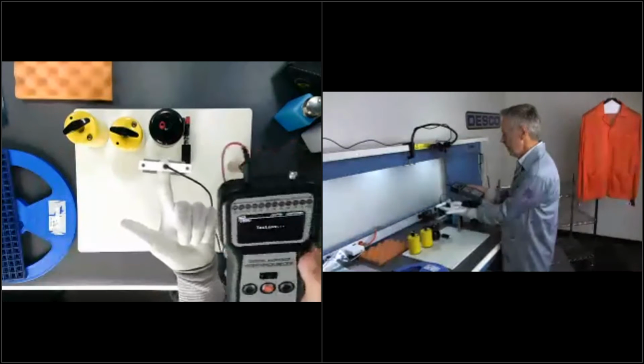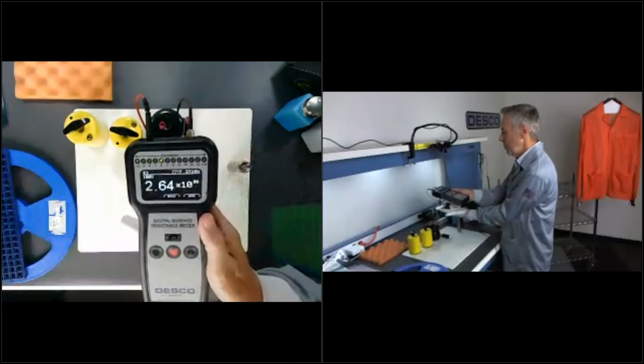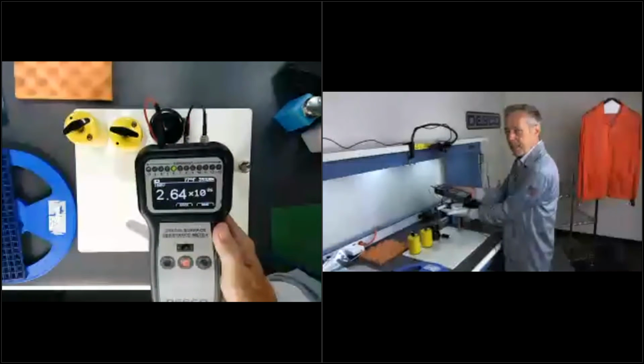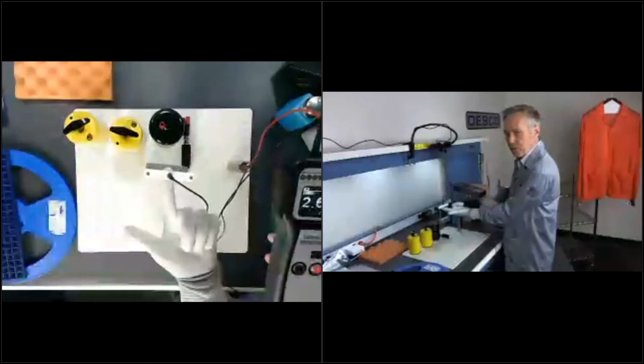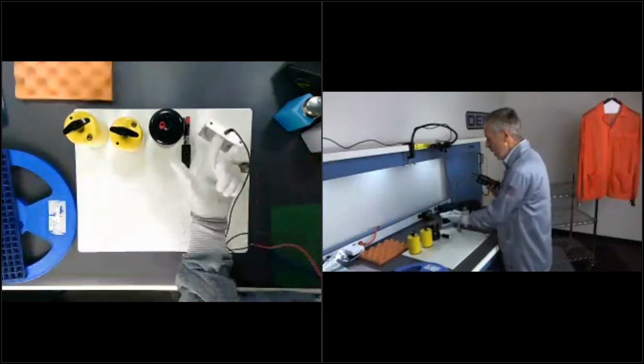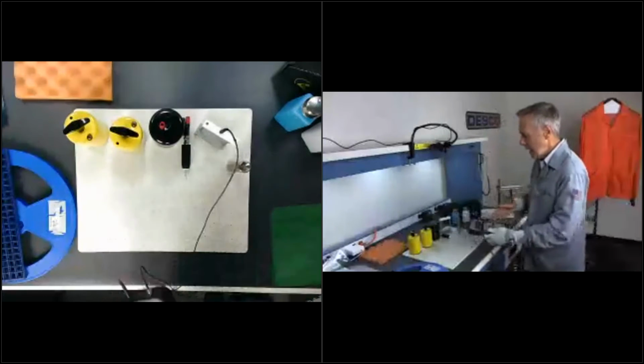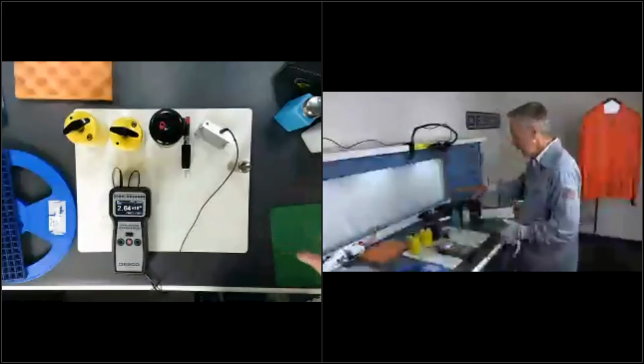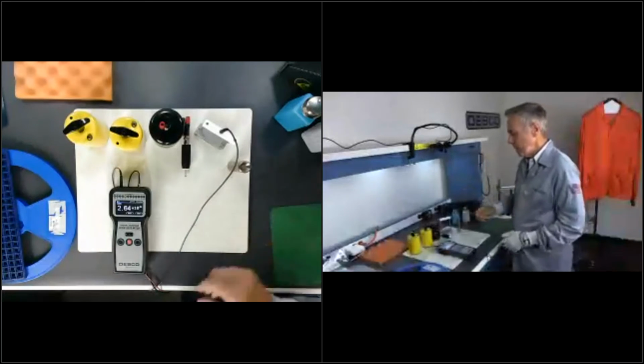Again, it's switching to 100 volts. 2.64 times 10 to the 6th. So well within the manufacturer spec, and I know this is an ESD protective glove. So if you want to test gloves in your EPA, by the book, you need the glove test fixture. What's next, Steve?